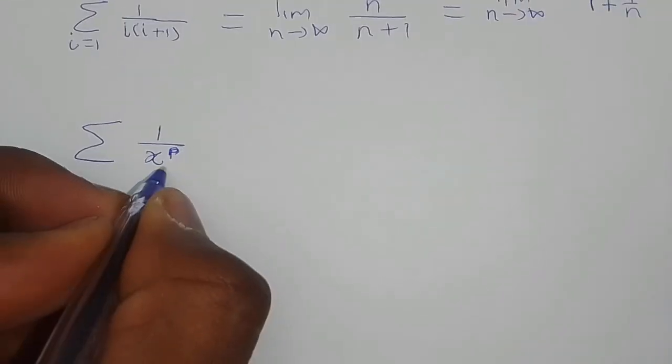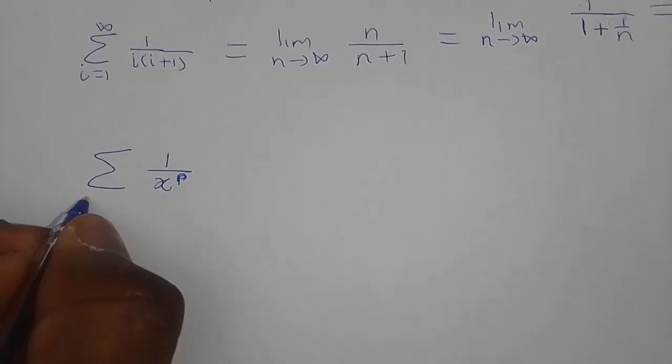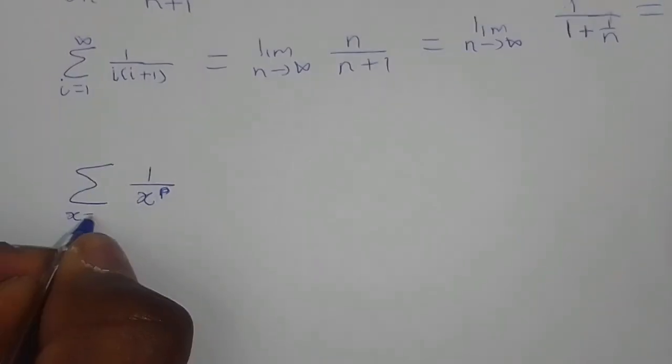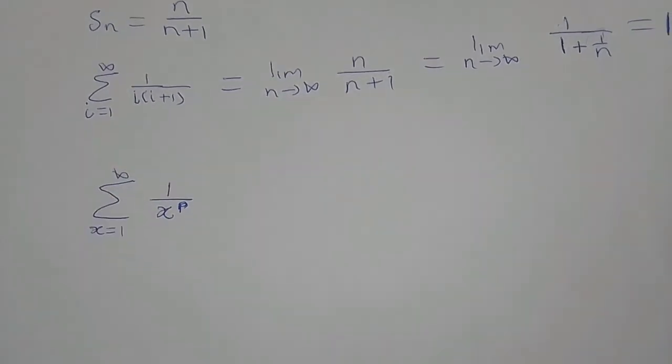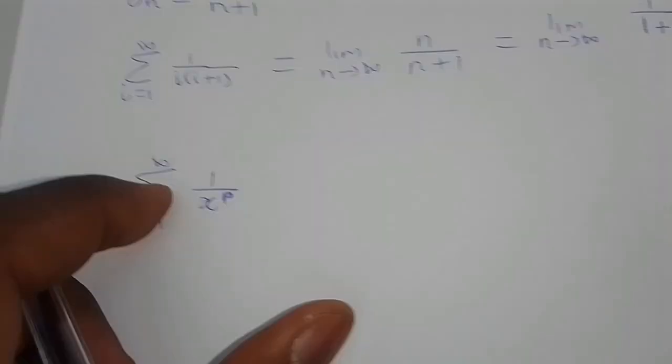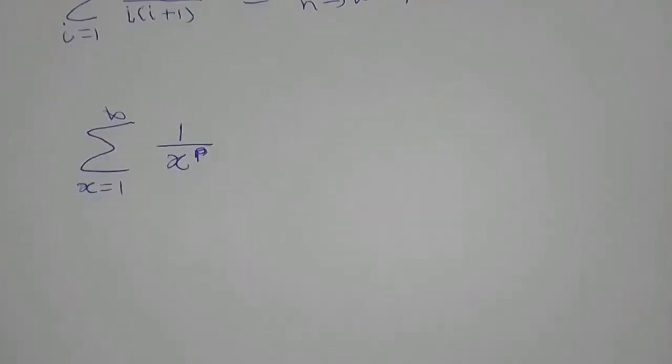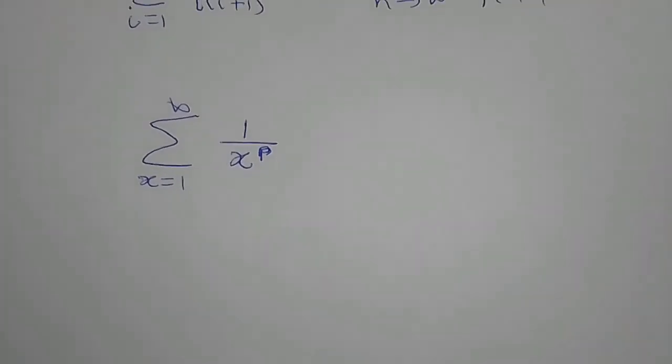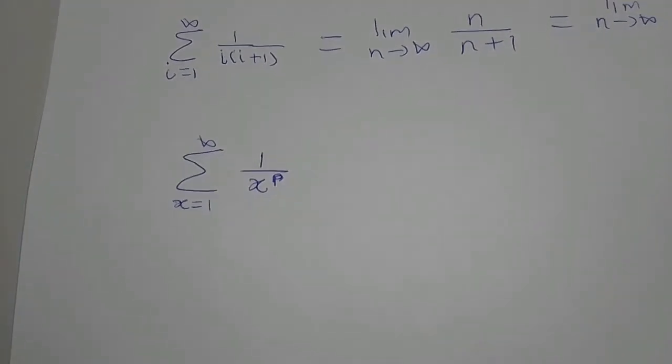Yeah, just x to the p, 1 over x to the p, where x goes from 1 to infinity. So let's say you basically have something like this. When you have this and they ask you a question, when will this series be convergent?